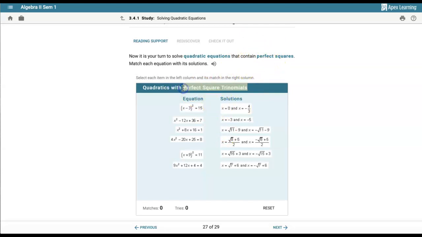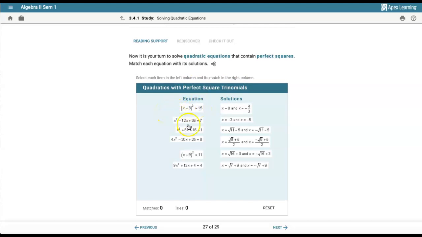So again, this is about reading context clues. If it has a perfect square trinomial, remember we said don't touch anything else. Right? So in this first example here, this is a perfect square trinomial. It's already done for you, right?